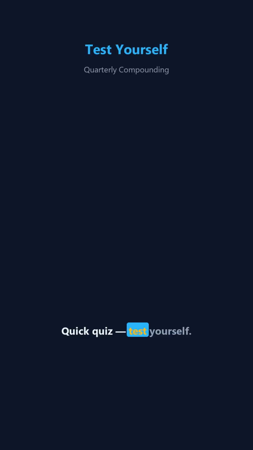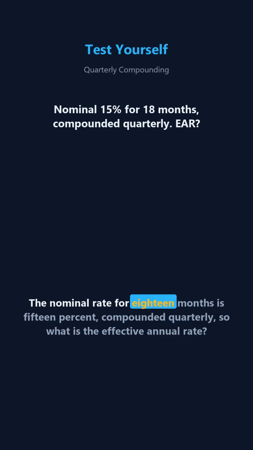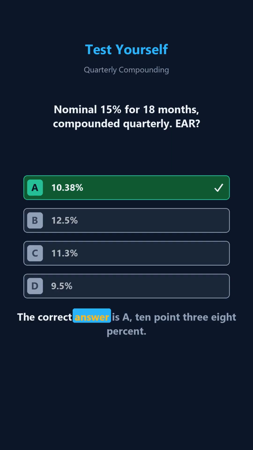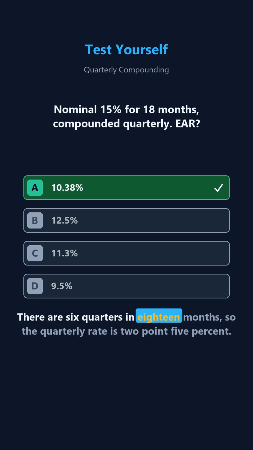Quick quiz, test yourself. The nominal rate for 18 months is 15%, compounded quarterly, so what is the effective annual rate? Here are your 4 options. Pause the video and solve it now. The correct answer is A, 10.38%. There are 6 quarters in 18 months, so the quarterly rate is 2.5%.